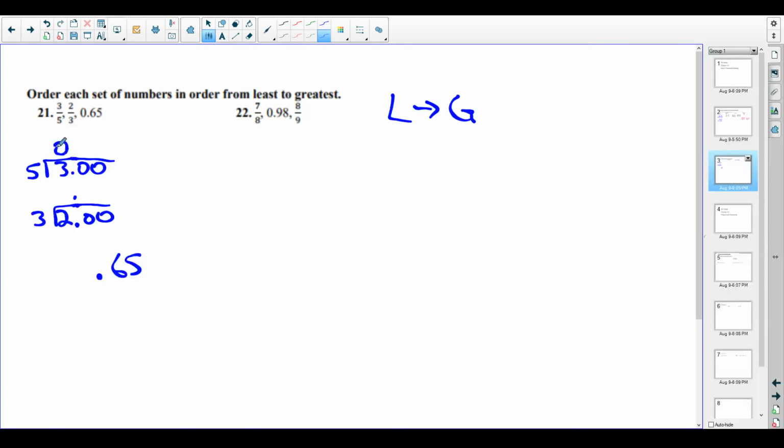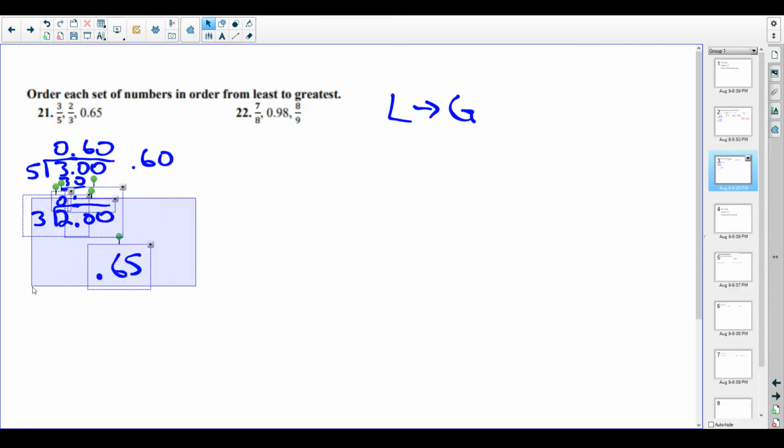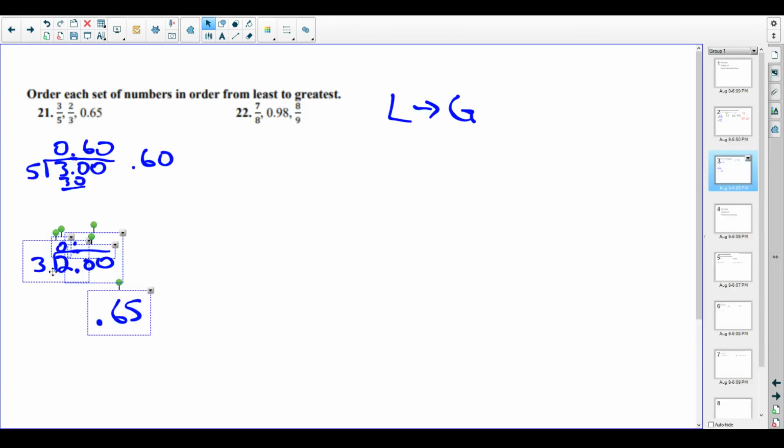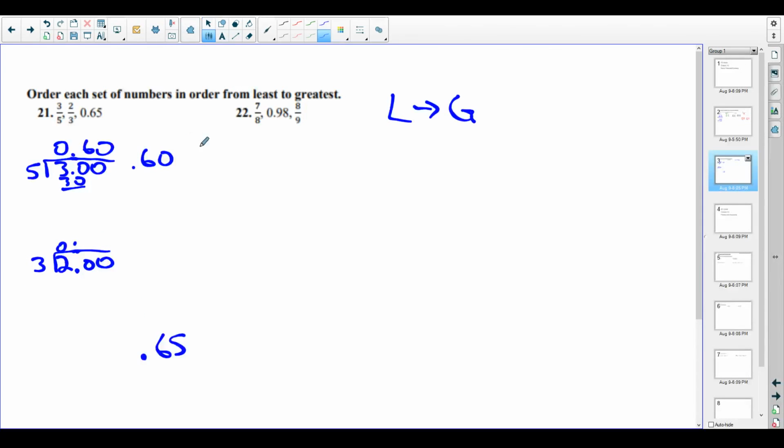So 5 can't go into 3, but it can go into 30 6 times. And there's nothing left over here. So we're just going to bring the 0 up. So it's going to be 0.60. Okay. And then 2/3. 3 can't go into 2. Let me actually move this down. A little crowded there.